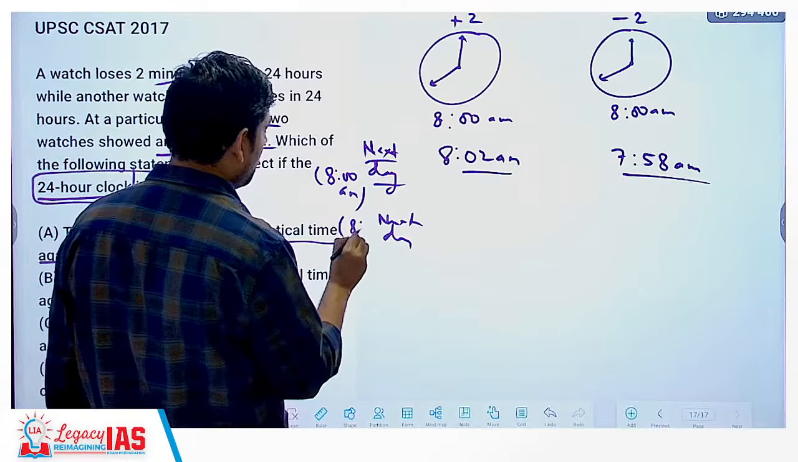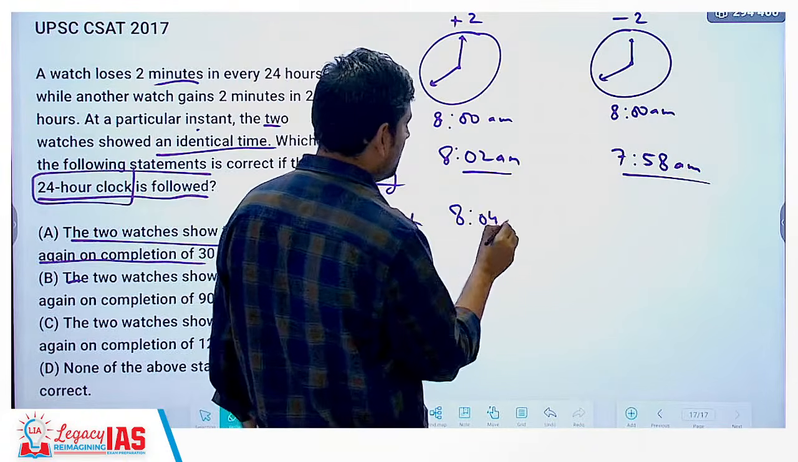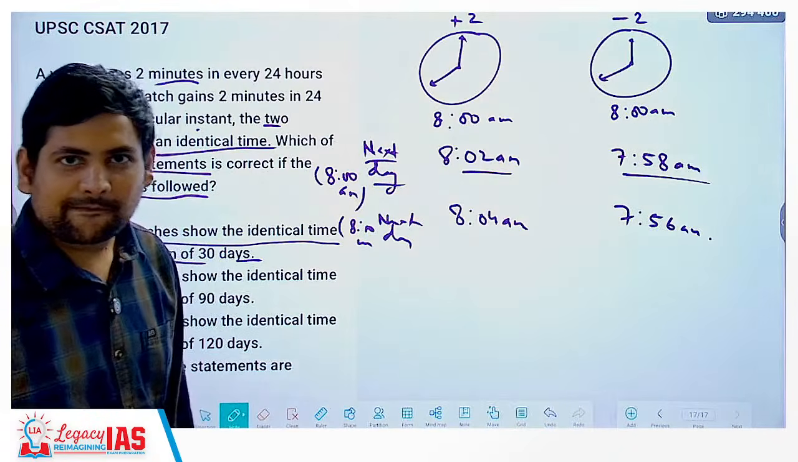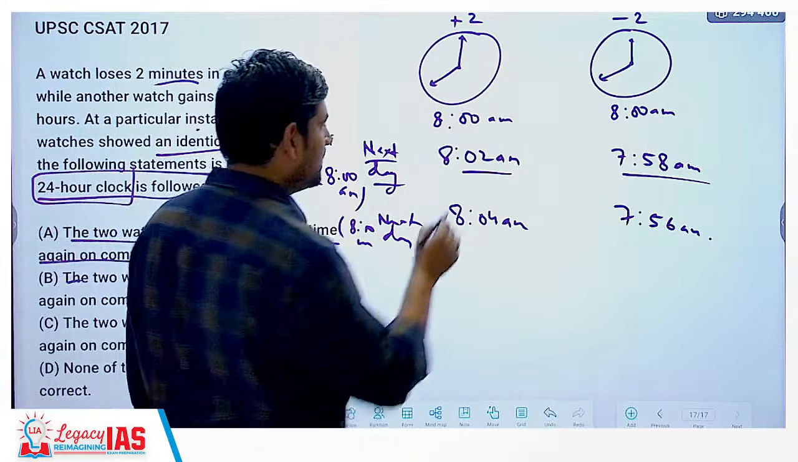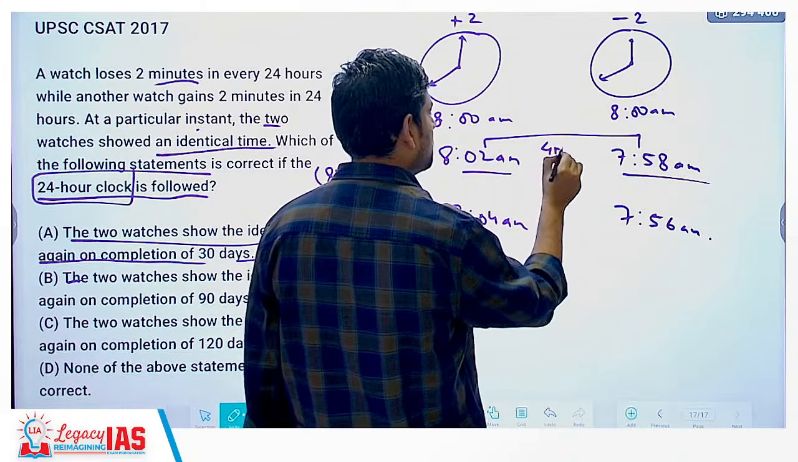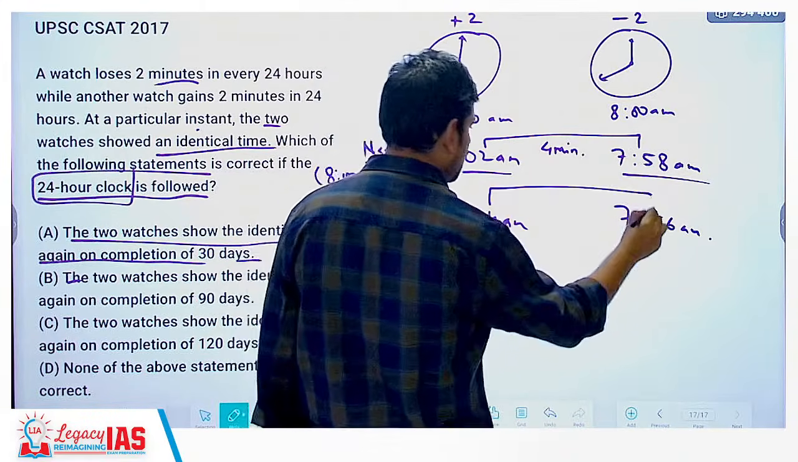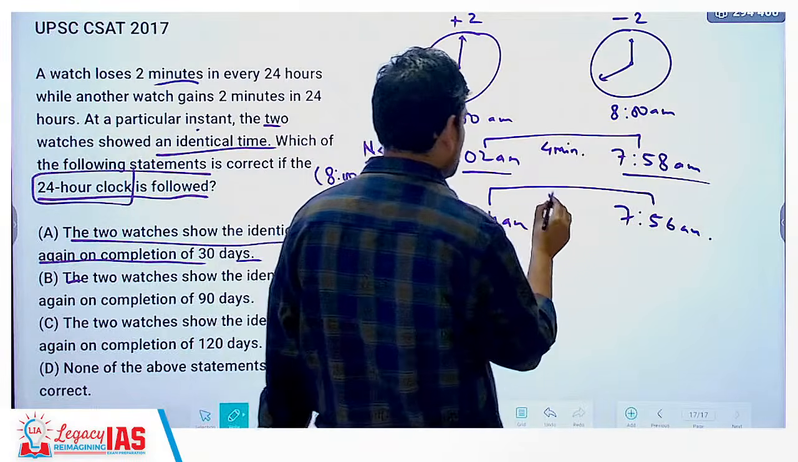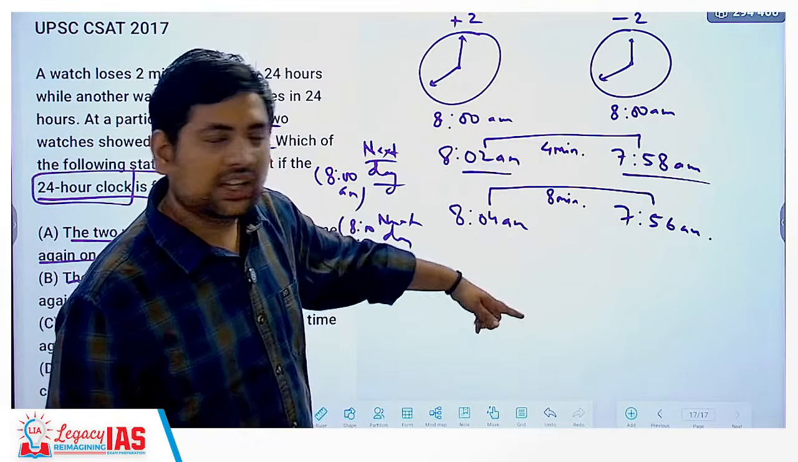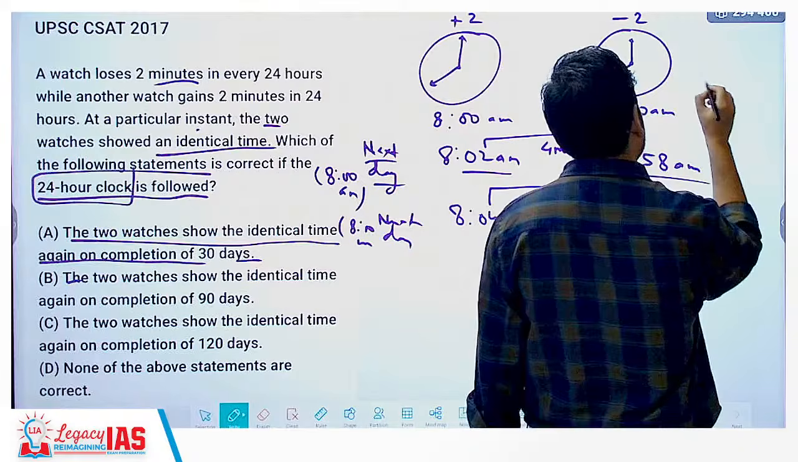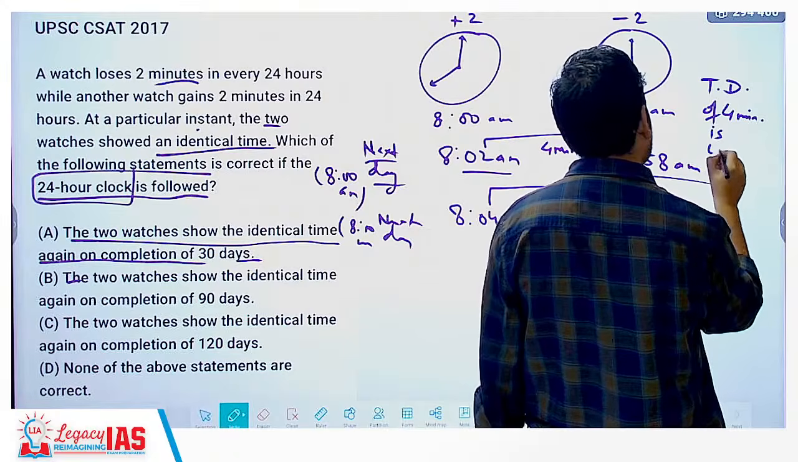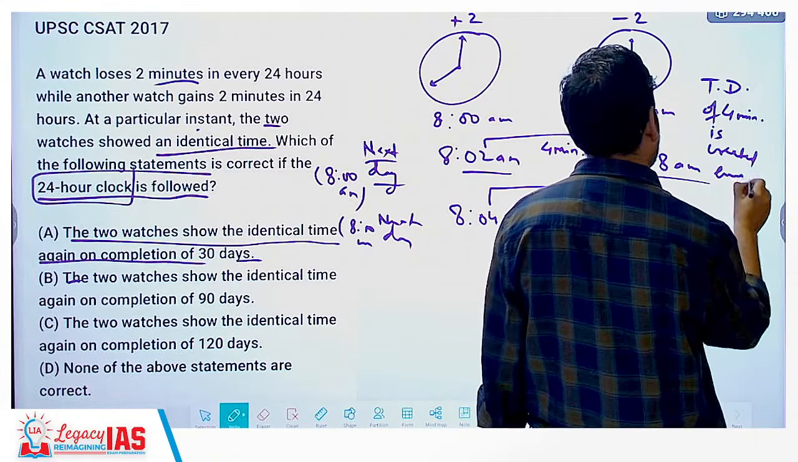Then again the next day at 8 a.m., what will these show? This will show 8:04 a.m. and this will show 7:56 a.m. Now, can you observe something? Can you see the time difference between 8:02 and 7:58? So this was 4 minutes. Then 8:04 and 7:56 became 8 minutes. That means every day a time difference of 4 minutes is created.